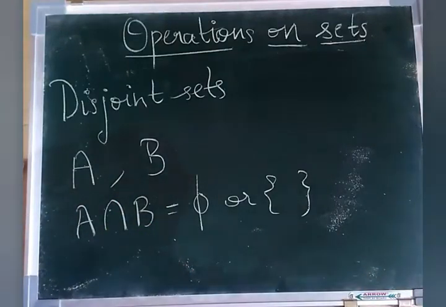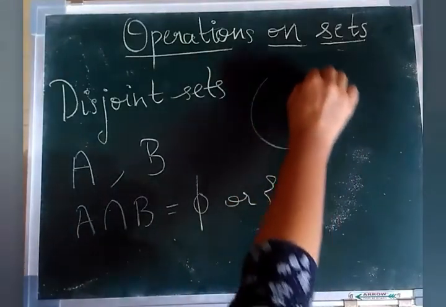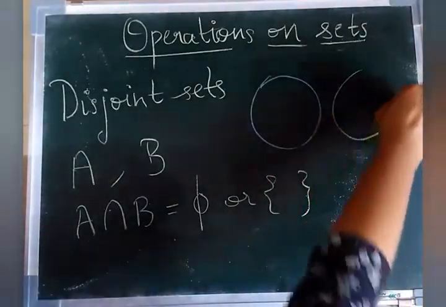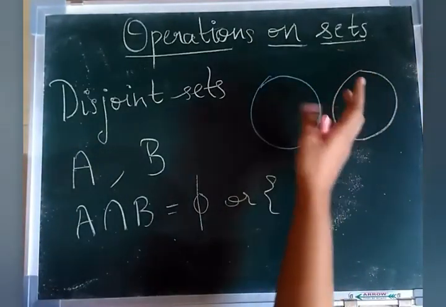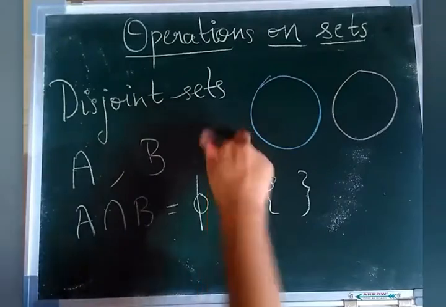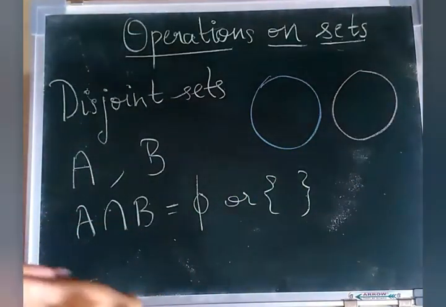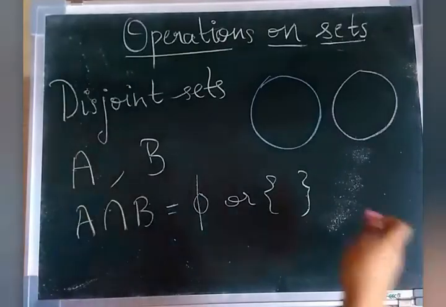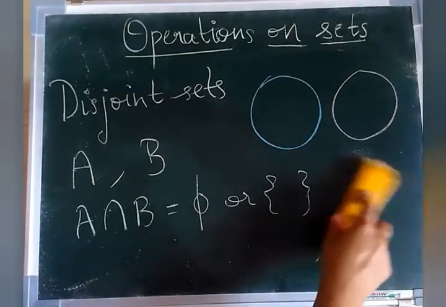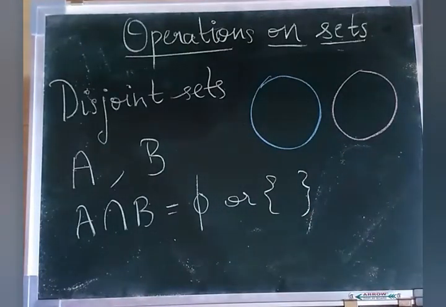So if we represent it diagrammatically using a Venn diagram, this is set A and set B. These two circles won't intersect if they are disjoint sets. They will be independent, two different circles, and they won't have any intersection area. They won't intersect, just like how two lines intersect like this. It won't happen. There will be two separate circles, disjoint circles, of disjoint sets.